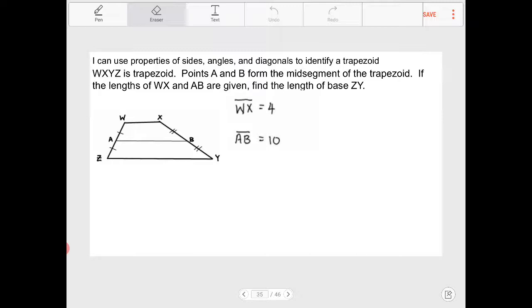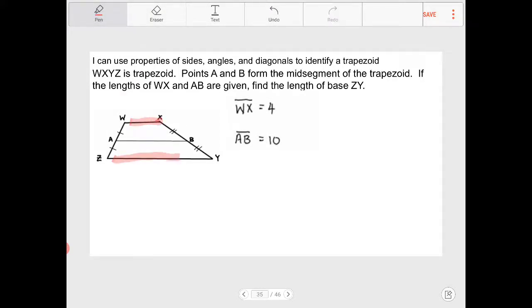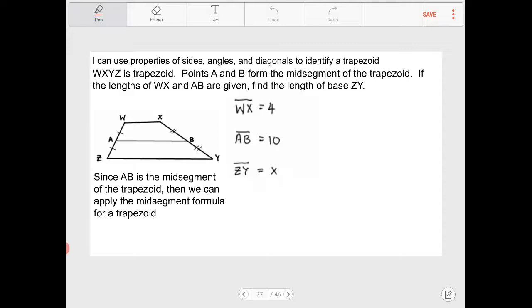Recall the mid-segment formula for trapezoids. The mid-segment is simply the average of the length of base 1 and base 2. So we're just going to apply the formula verbatim. AB is our mid-segment. We don't know what ZY is, so we're going to call it X, an unknown. So we say AB is equal to WX plus ZY divided by 2. And we're just going to substitute everything in.